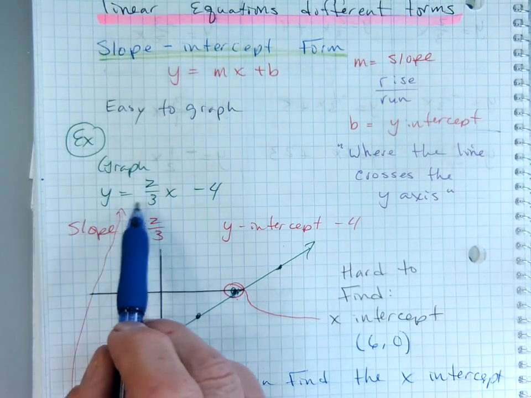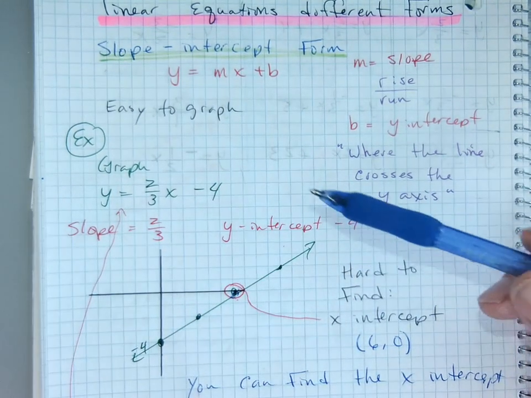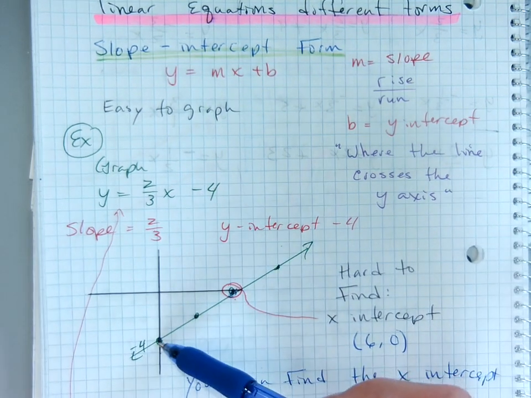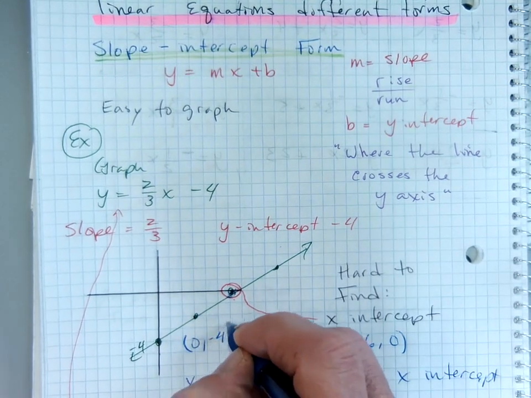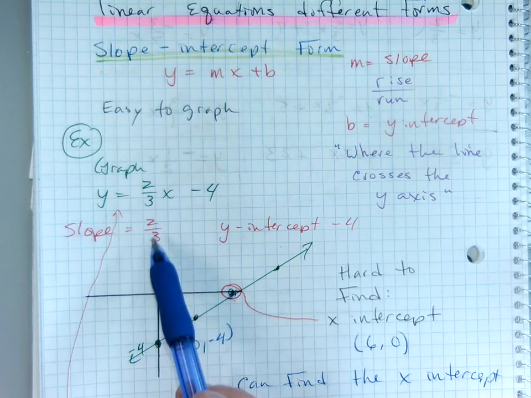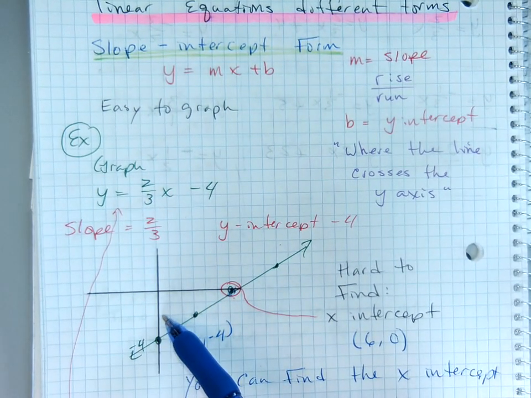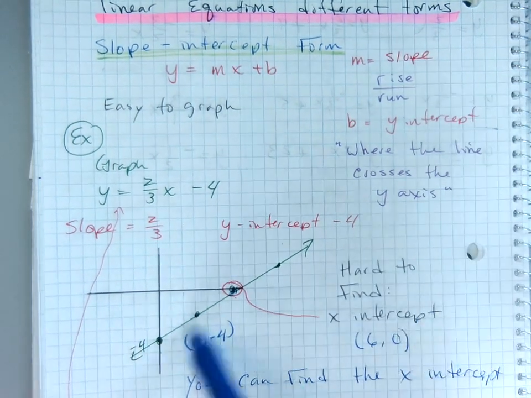We start with y equals 2/3 x minus 4. This is in slope-intercept form. My y-intercept is -4. It's this number here, so down to -4. So at the point (0, -4) is our y-intercept. And then we know our slope is 2/3, so we put our y-intercept down at -4. Then we go up 2, over 3, rise over run, up 2 over 3, up 2 over 3. We graph a line.